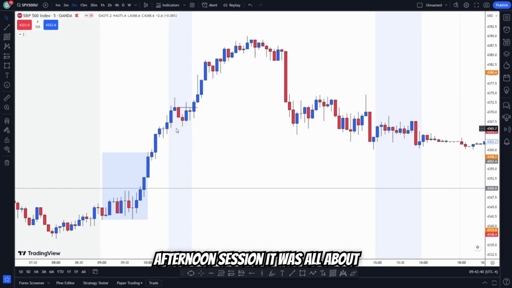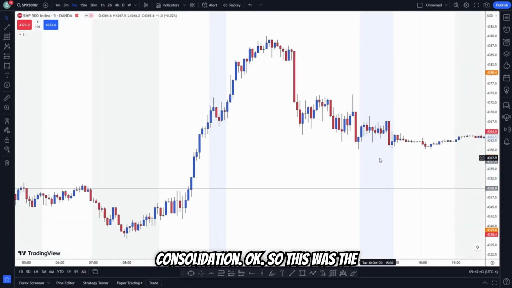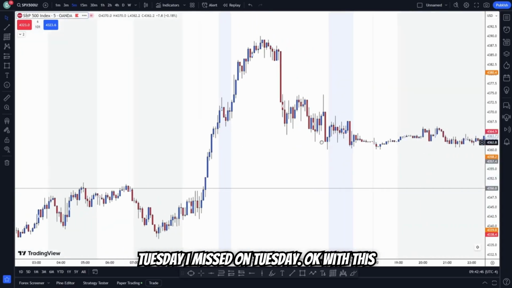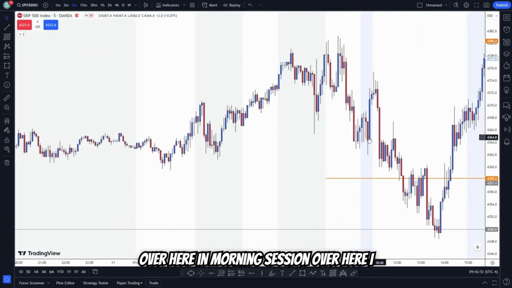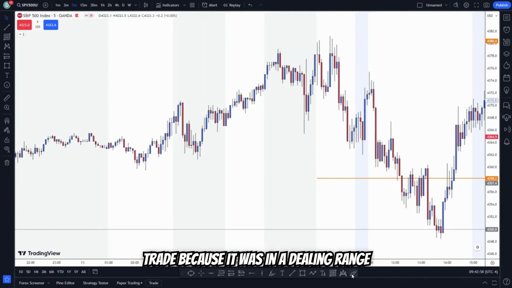And afterward, in the afternoon session, it was all about consolidation. Okay, so this was the Tuesday. I missed out on Tuesday. Okay, with this, now let's go to Wednesday. Right over here in the morning session, I was not able to take any trade because it was in a dealing range only.